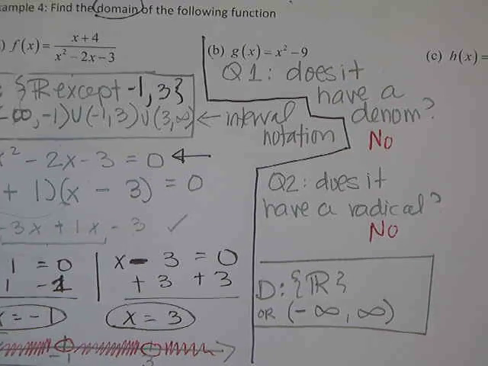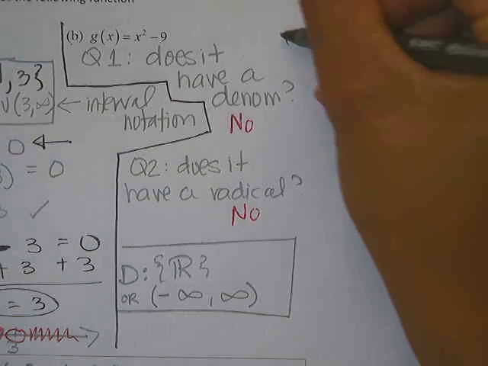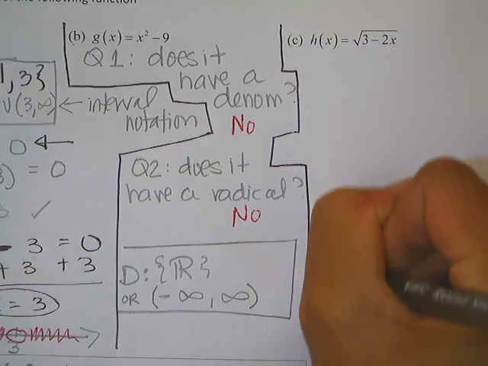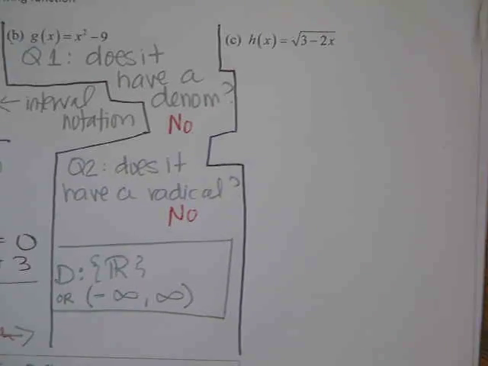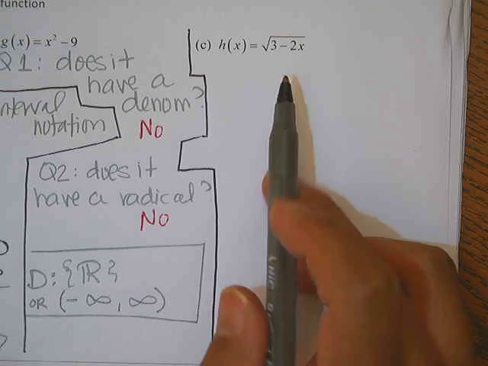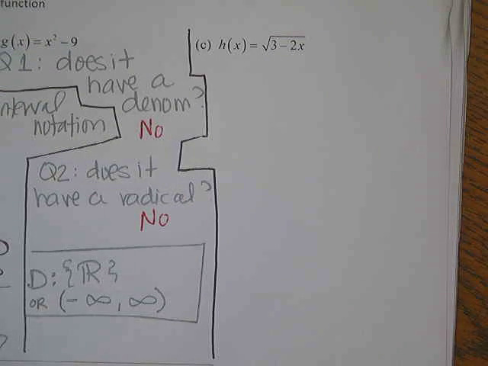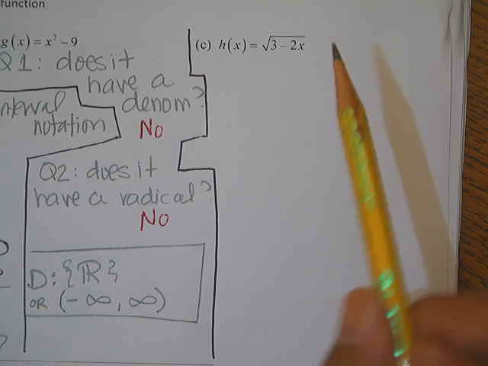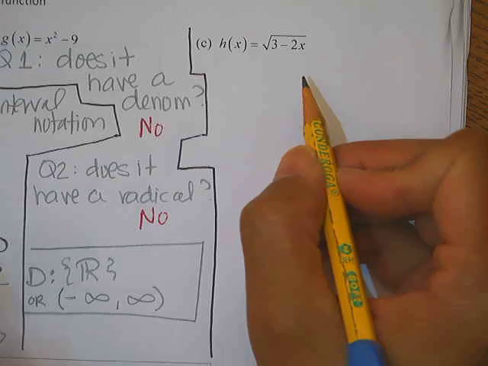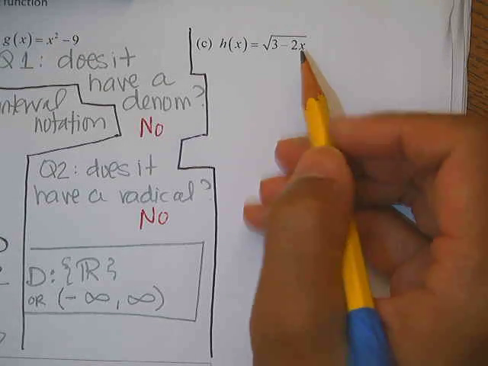Okay, here we go. Example C, find the domain. Let me again make more space and get myself more organized here. Find the domain of h of x equals square root of 3 minus 2x. Now if you look at this, we do have a radical, so we have to be very cautious, because we can never, ever have a negative under the radical.